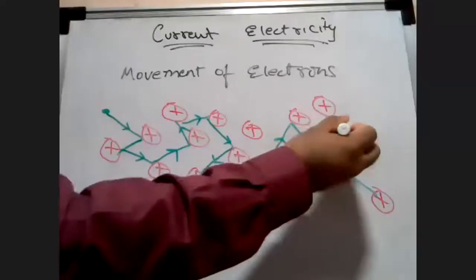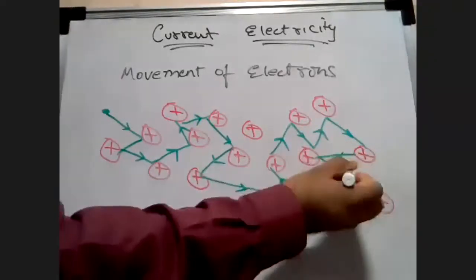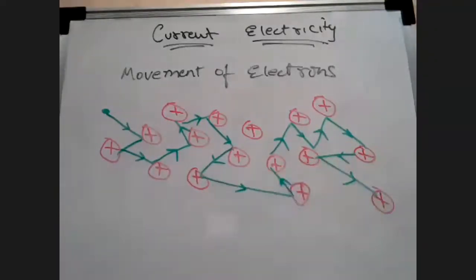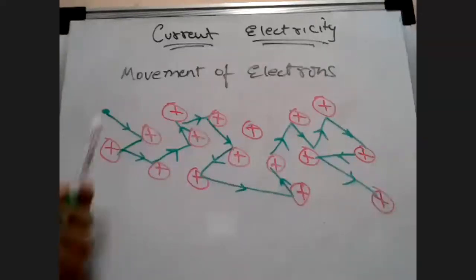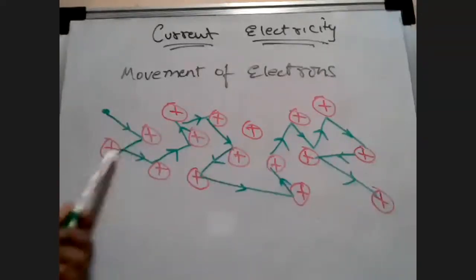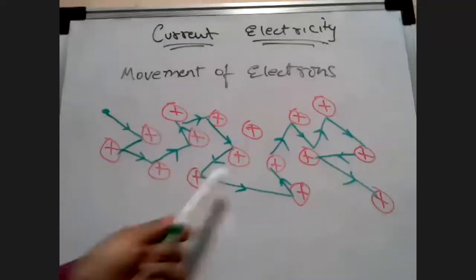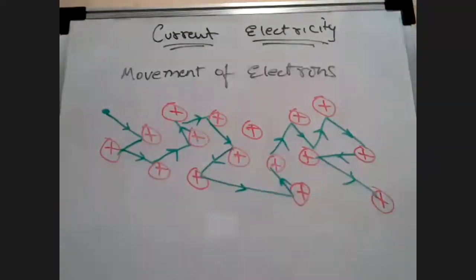This is without electric field. Just random. Your conductor is just placed on the table, just a random wire. So your electrons will basically collide, collide, collide, and reach whatever point they want to reach.